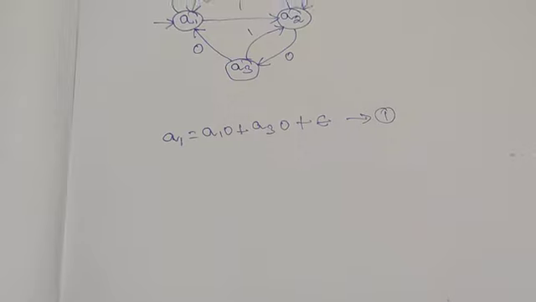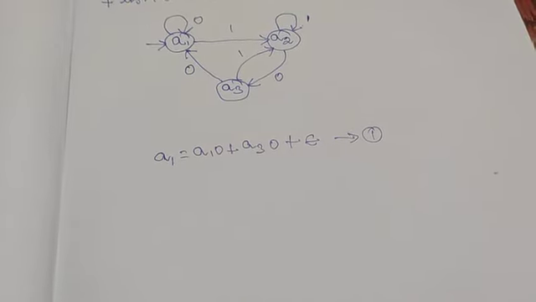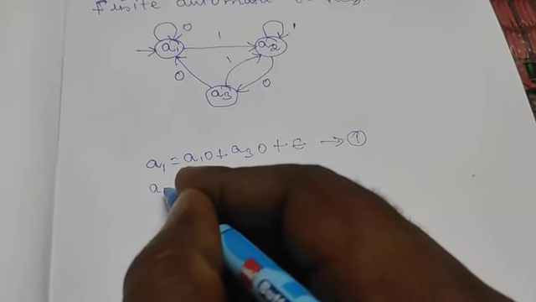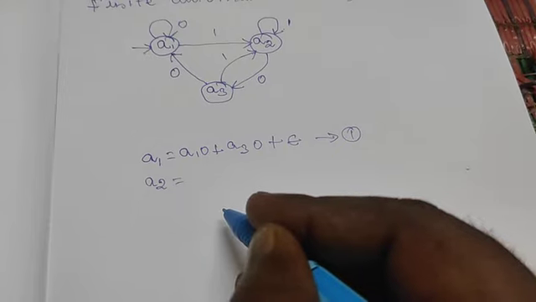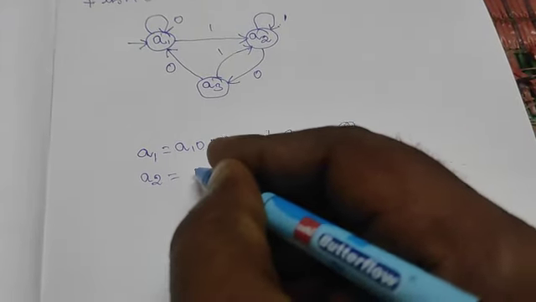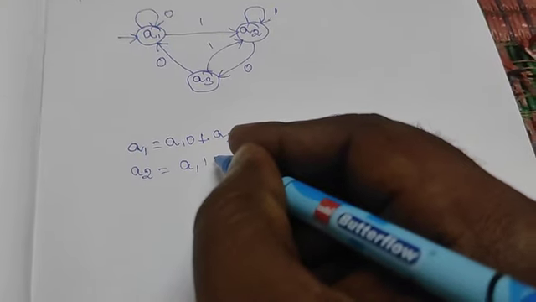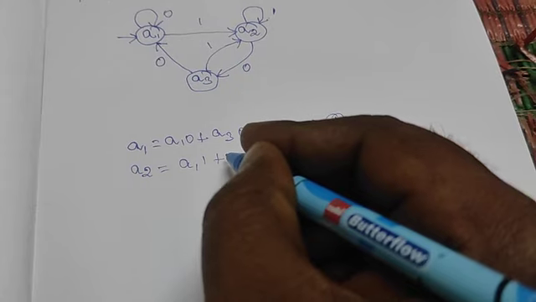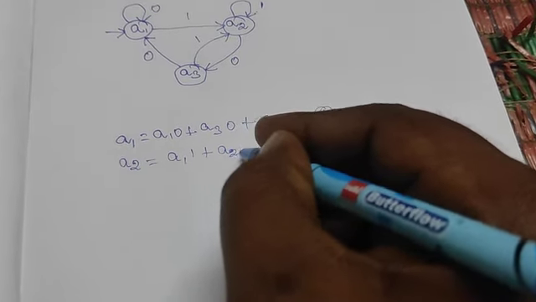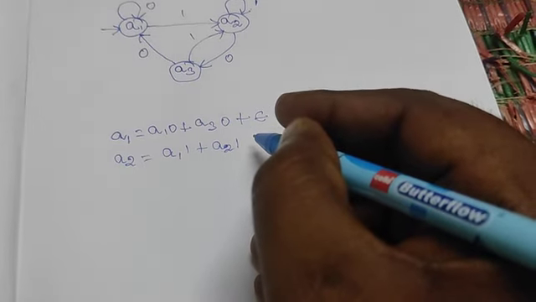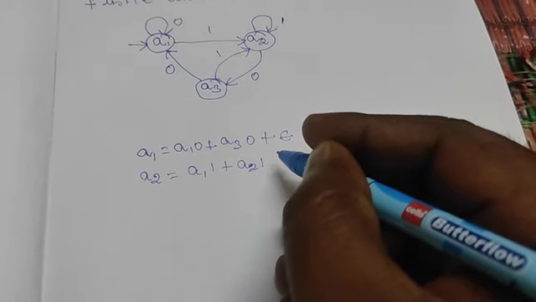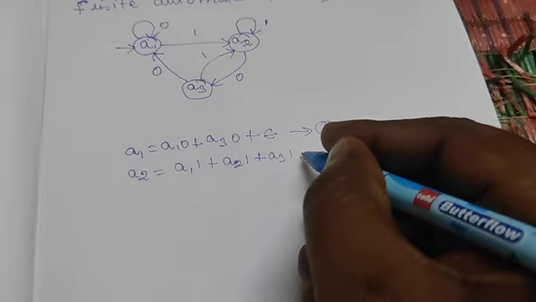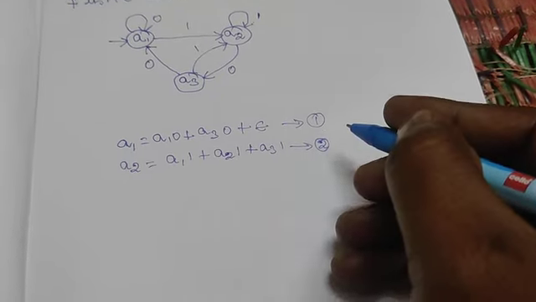Now we will go for the second equation, the second state here. The second state is A2. A2 is having an incoming edge from A1, so we will write A1 1, plus A2 is having an edge from A2 itself, so A2 1, and A2 is also having an edge from A3, isn't it? So plus A3 1. So we will name this equation as equation number 2.